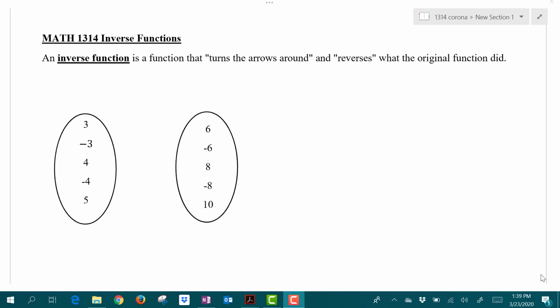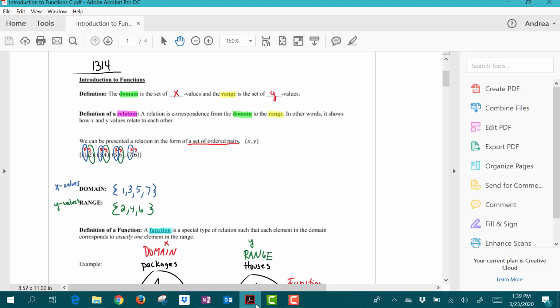Before we dive into inverse functions, I want to review what we talked about on the first day of college algebra, and I want to look at just functions. So on the first day of college algebra we talked about introduction to functions. We talked about the idea of the domain, which is the set of all the x values. The range is the set of y values.